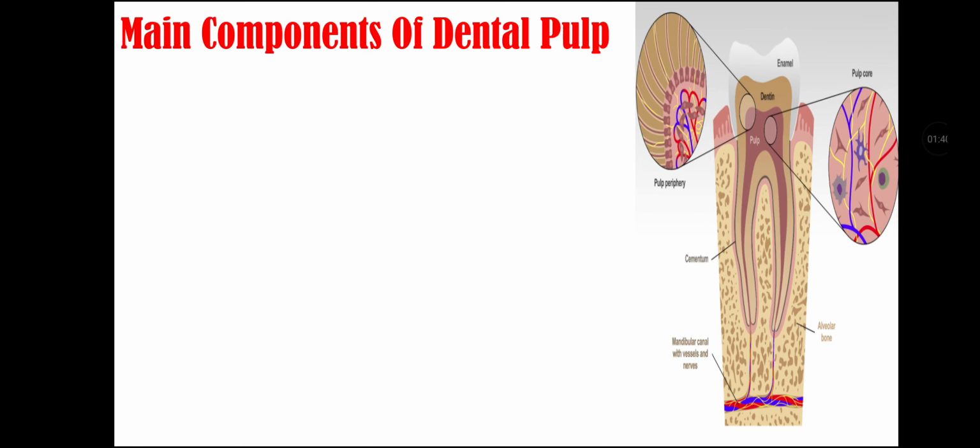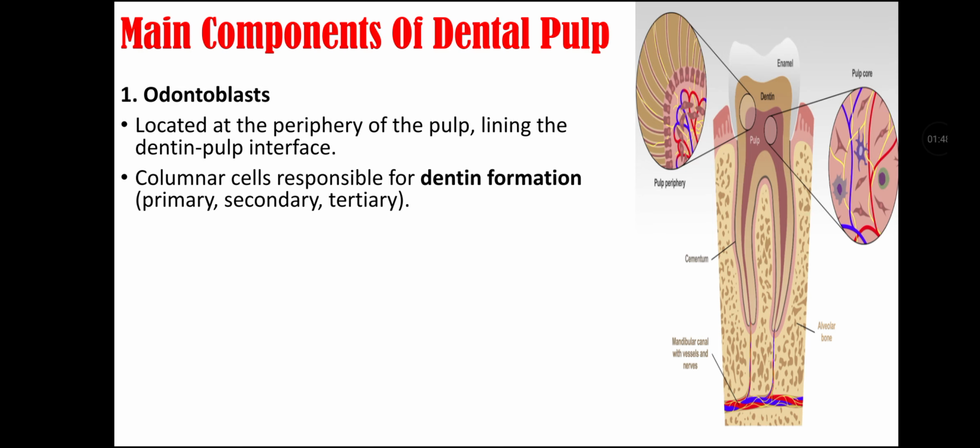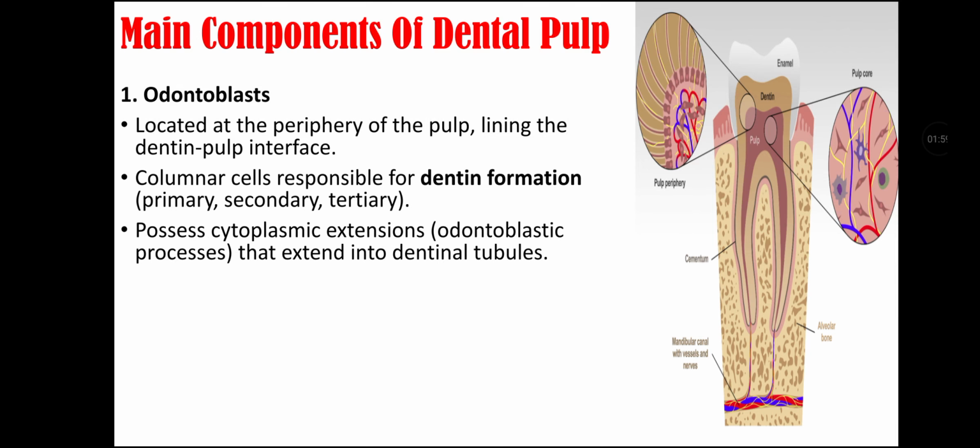So first cell we have in the dental pulp are odontoblasts. They are located at the periphery of pulp that line the dentine pulp interface. They are columnar cells that are responsible for dentine formation that may include primary dentine formation, secondary dentine formation, and tertiary dentine formation. They possess cytoplasmic extensions that are called odontoblastic processes. They extend into dentinal tubules.